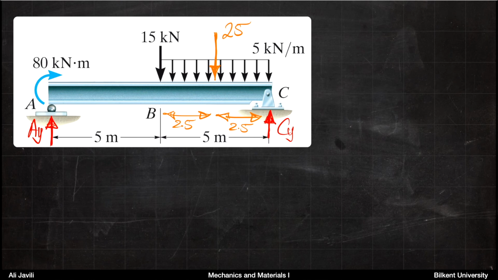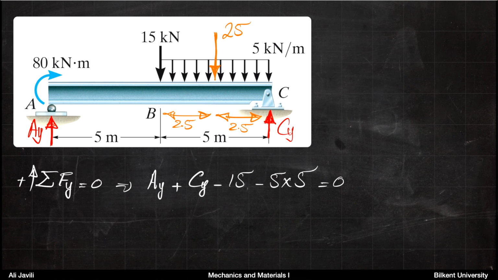The equivalent force of the 5 kilonewton per meter distributed load would be 25. So 5 times 5 is 25. It acts exactly in the middle of that portion, which means it's 2.5 meters from each side.